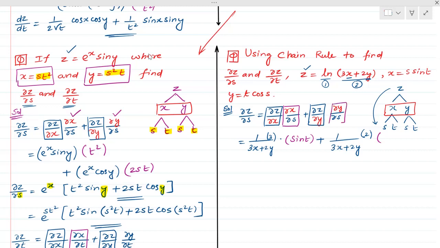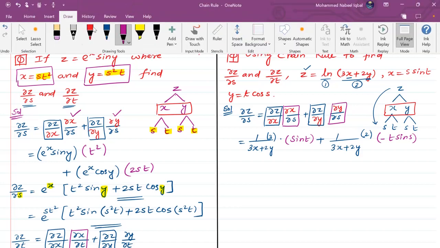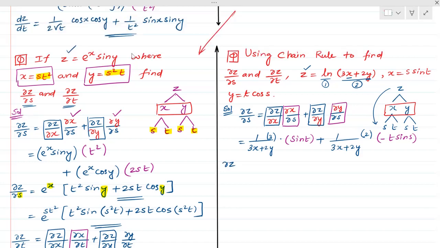Similarly, here, y with respect to s, it is minus t sine s. t is a constant, cosine s becomes minus sine s. So what is the answer here? You can just write it. This value here, simplify. So you will get dou z over dou s is given by 3 sine t minus 2t sine s, whole divided by 3x plus 2y, because the denominator is a common term. So this is the answer.